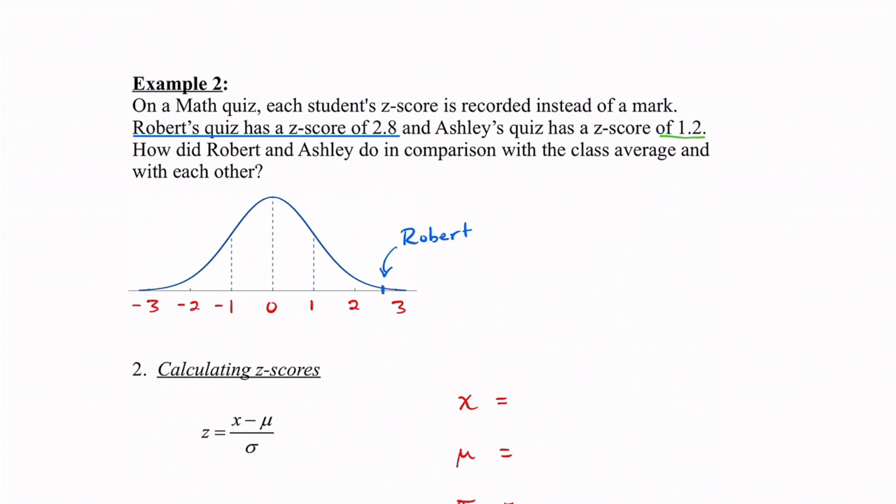Then we had Ashley. Her z-score was 1.2. So it was quite a bit lower. So down here at 1.2, that's somewhere in there. We're going to put Ashley.